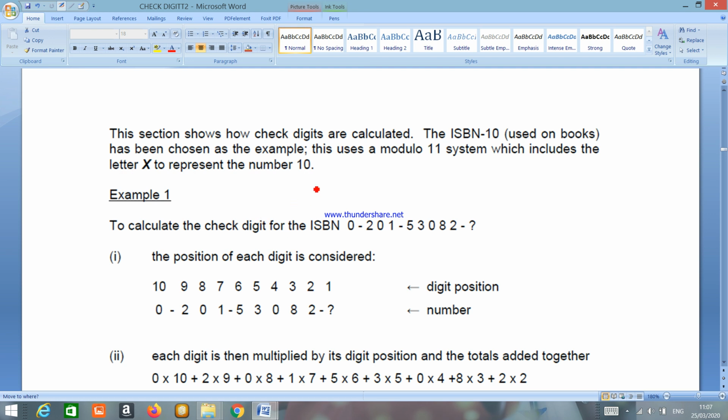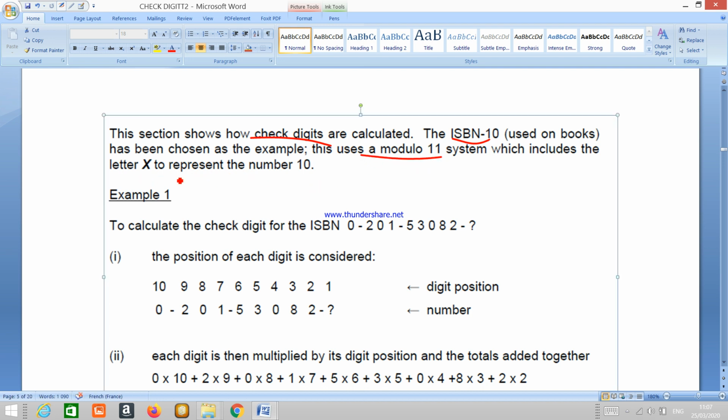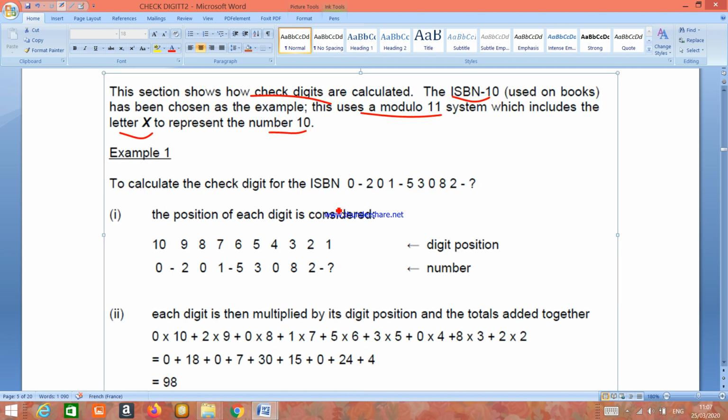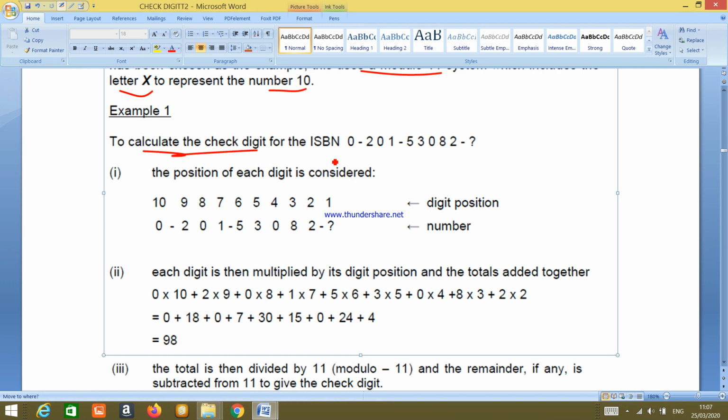Now let's look at an example here. How check digit is calculated for an ISBN number for a book using an algorithm called modulus 11. Now remember, when the check digit is 10, we cannot write 10 as two digits. We have to write it as the letter X. Okay, let's look at this example. How to calculate the check digit of an ISBN number.